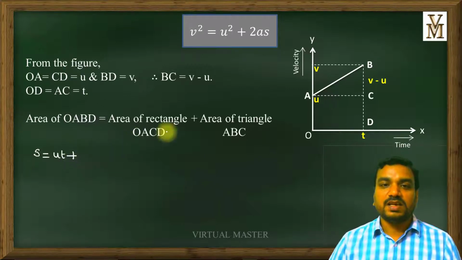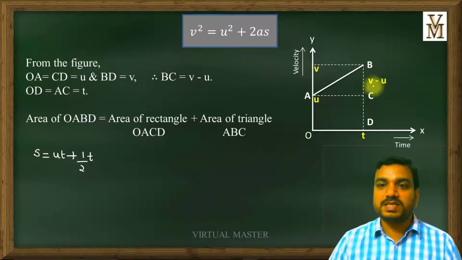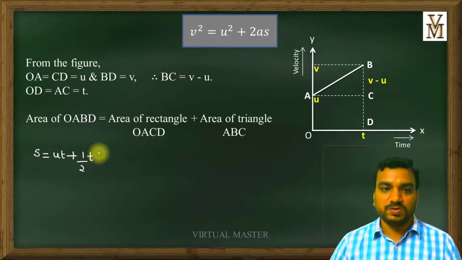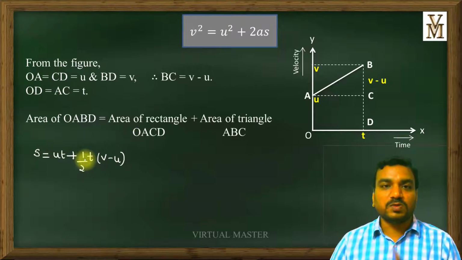So plus, the area of triangle ABC is half base into height. Half of base AC, right? AC will be equal to T and height BC. BC will be equal to V minus U. Now let us multiply this equation by 2 on both sides.